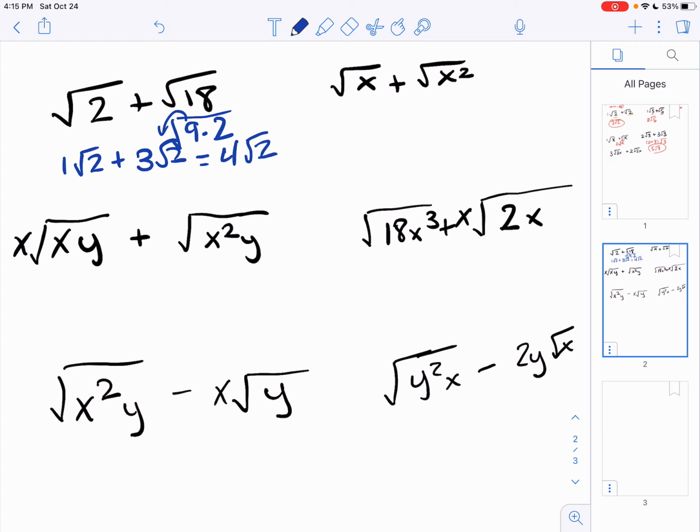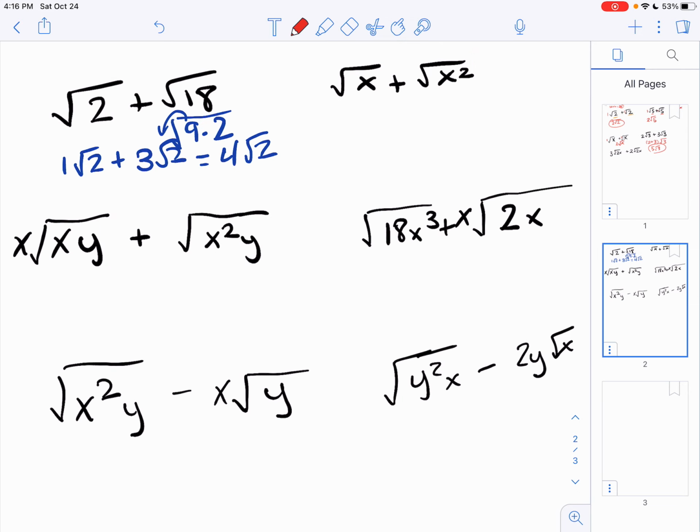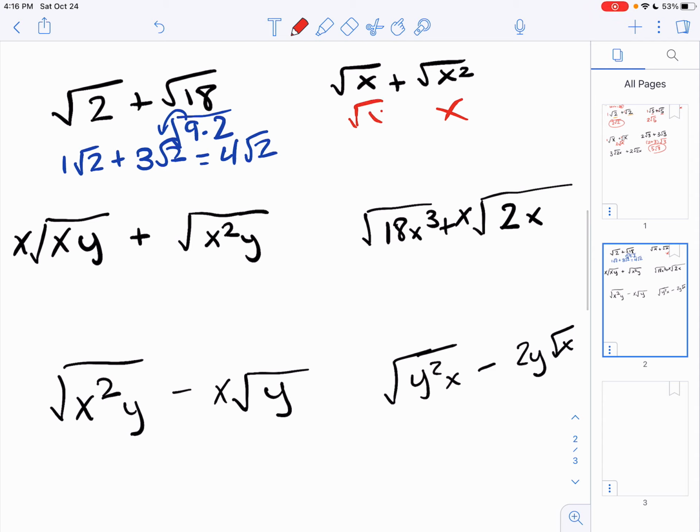For the next one, we have radical x plus radical x squared. Most people will say, oh yeah, that's just radical x cubed. It is not radical x cubed, because we have to keep what's inside the radicals the same if we're going to add them together. We cannot add radicals that have different things inside. So we have to change radical x squared. The square root of x squared is x. And that's the best that we can do, because I have radical x plus x, and there's no other way for me to simplify it.